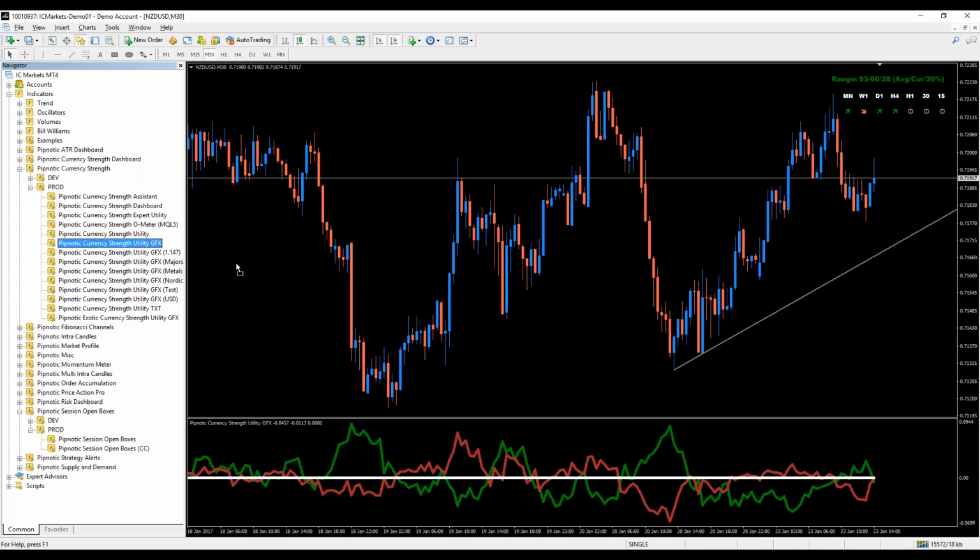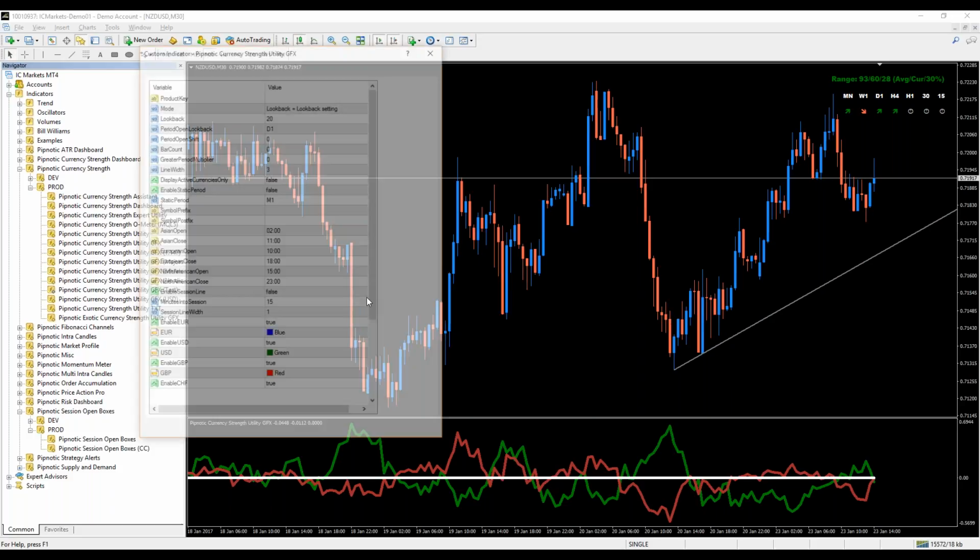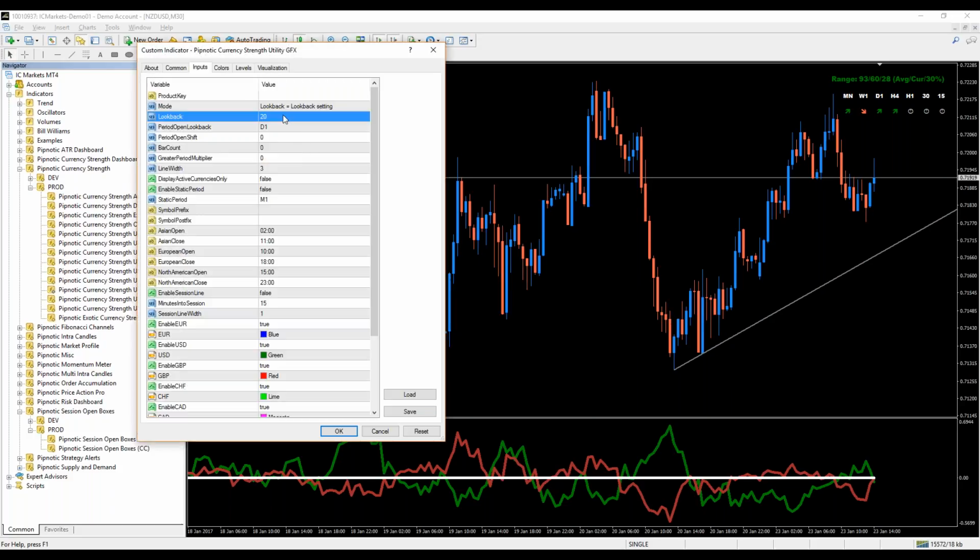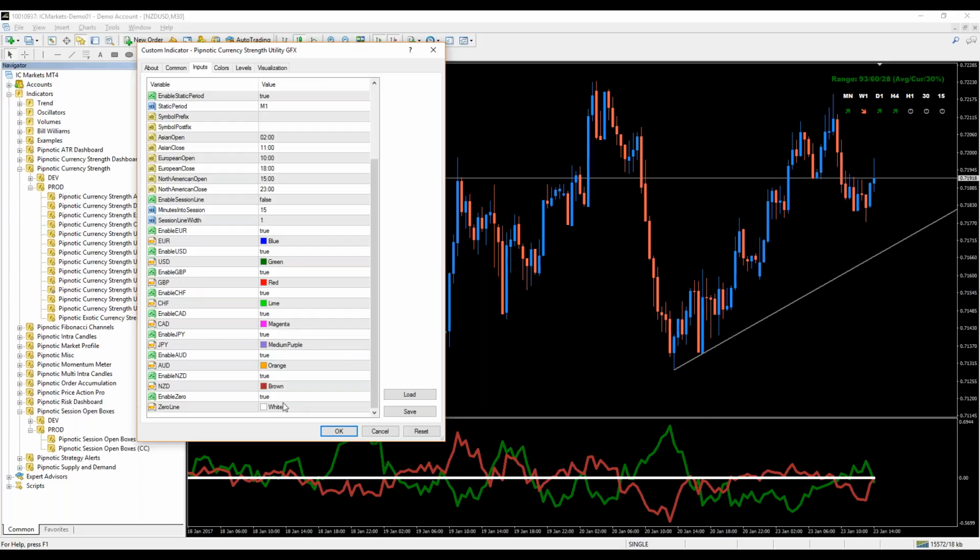We do another one, and we drag this one onto this window down here. We do the same thing. Look back setting. This is going to be 60. This is going to be minutes. We're going to show the active currencies only. And we are going to disable the 0 line, because then we're going to get multiple 0 lines, which we don't want. We're just going to set this one to false.